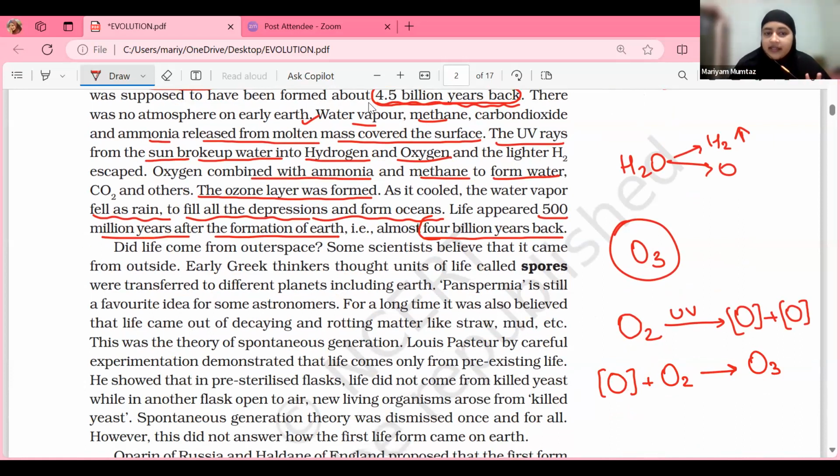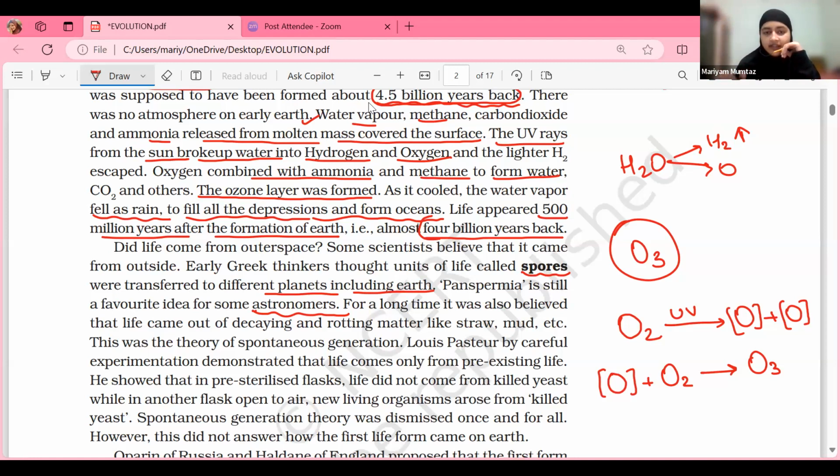Now, did life come from outer space? Some scientists believe that it came from outside. Early Greek thinkers thought units of life called spores were transferred to different planets, including the Earth. Panspermia is still a favorite idea for some astronomers. This is imaginative thinking about how life appeared: some packets of spores were distributed to all sorts of planets, and because of that, life appeared everywhere. This is the theory of panspermia.